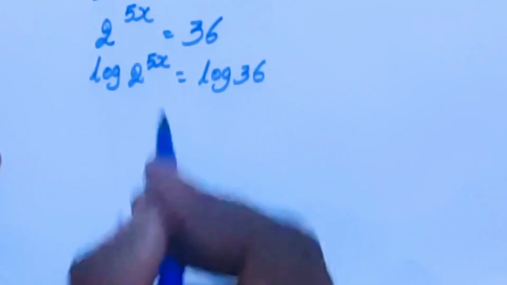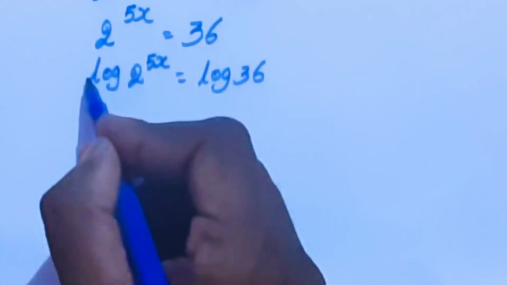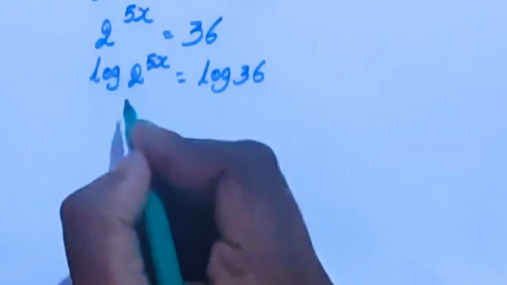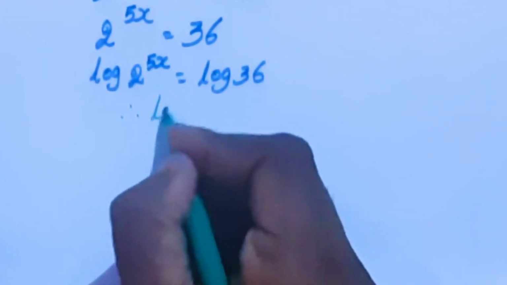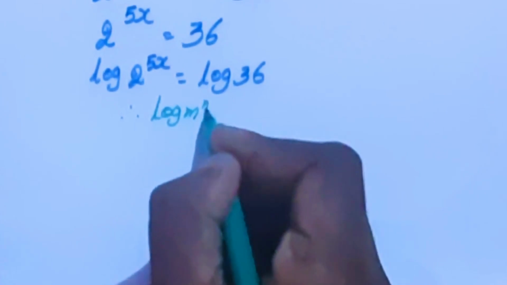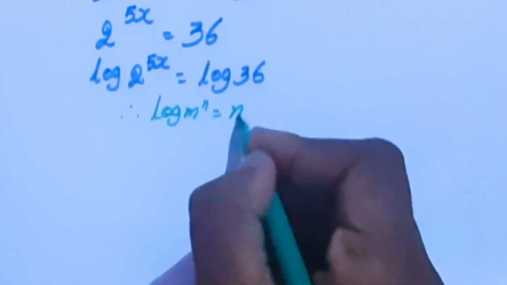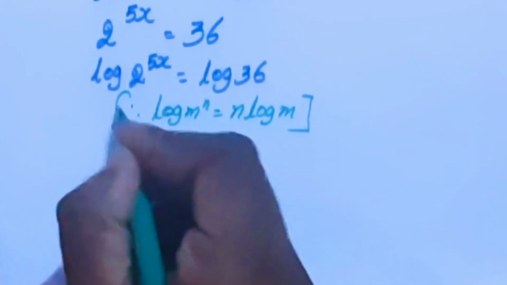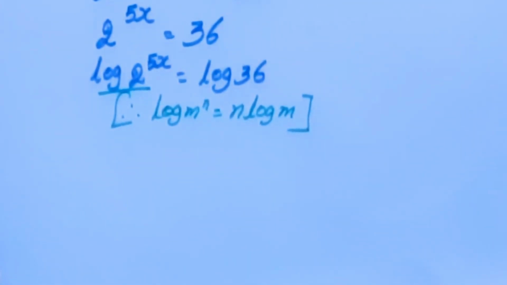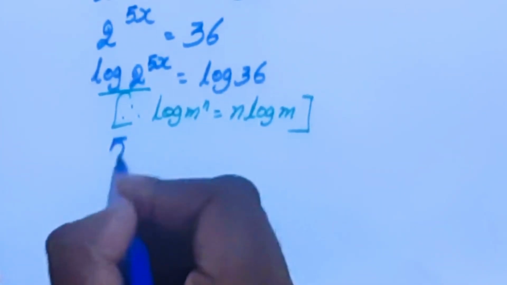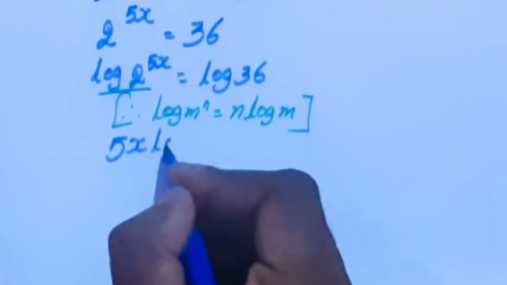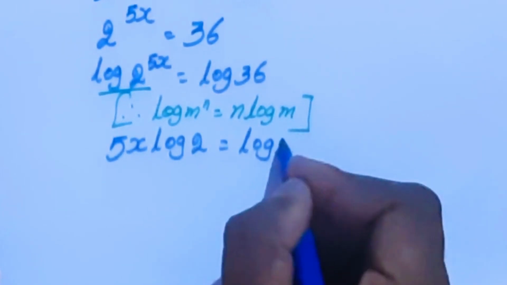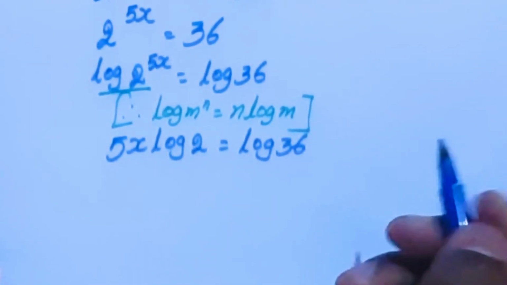Now we are going to apply the log power formula so that this 5x comes here. So the log power formula here is log m power n equal to n log m. This log power formula we are going to apply here. So 5x log 2 equal to log 36.